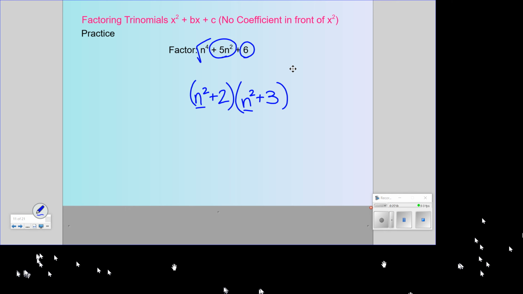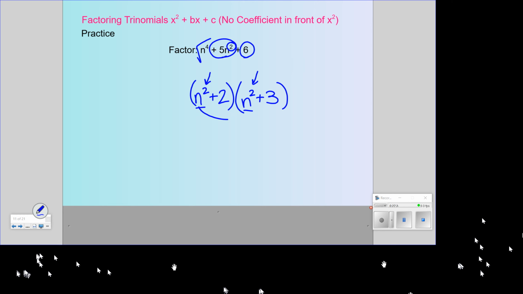And whatever the exponent on that variable is, hopefully here you've noticed, it should match the middle term's exponent. If for any reason it does not, then that is another indication that your trinomial may not factor and it could be prime.